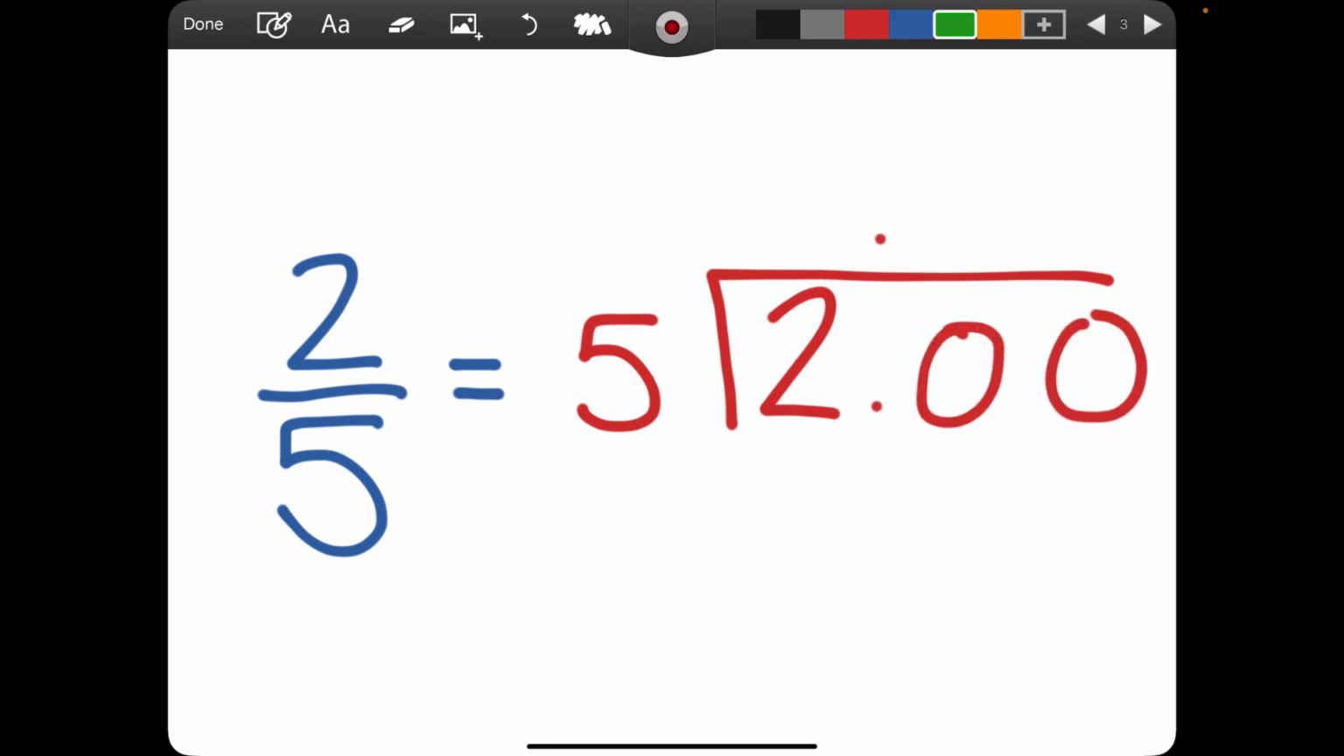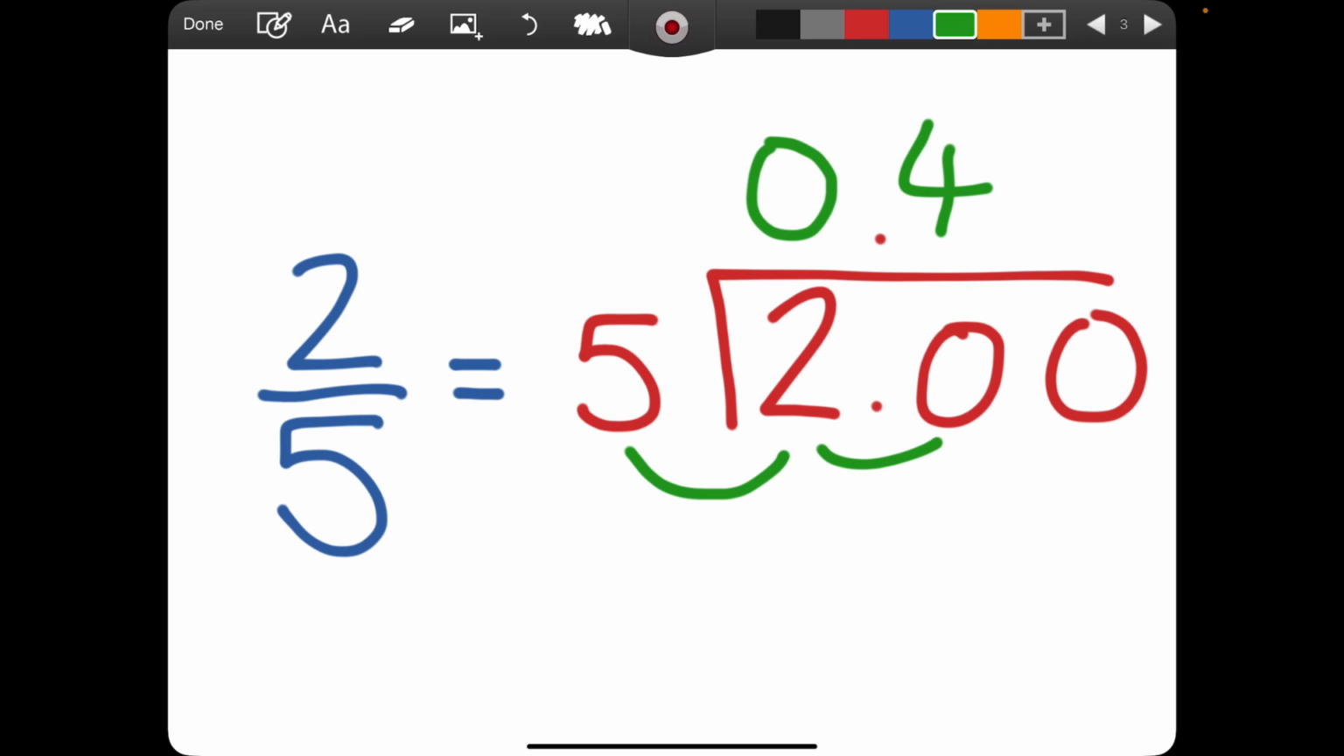Next, we're going to go ahead and start dividing. How many times does 5 go into 2? Well, it doesn't. So I'll put my 0 there. Let's now do the next step. How many times does 5 go into 20? All right, 5 goes into 20 4 times with no remainders. So our answer is 0.4. So 2 over 5 as a decimal is 0.4.